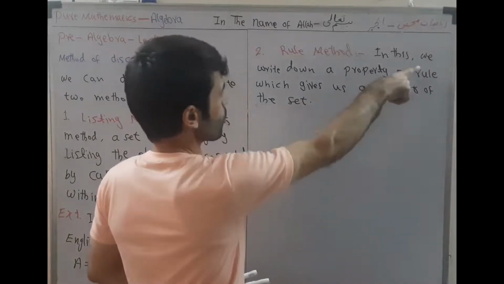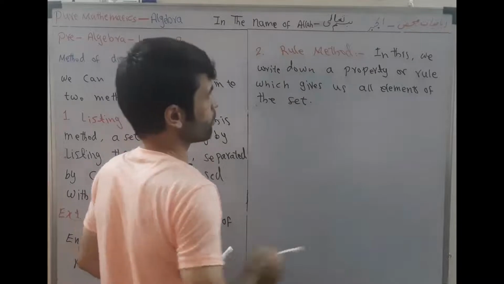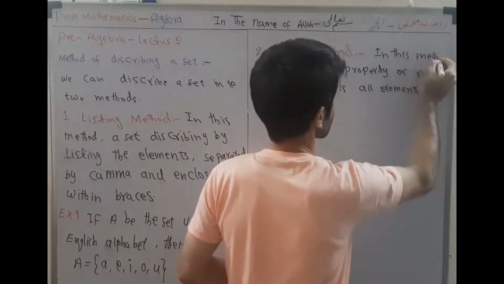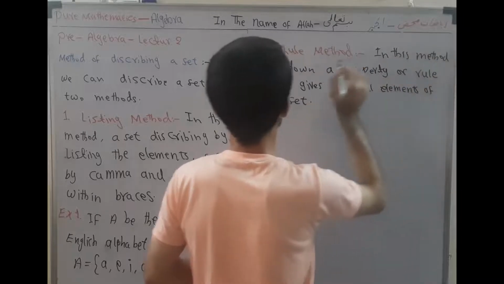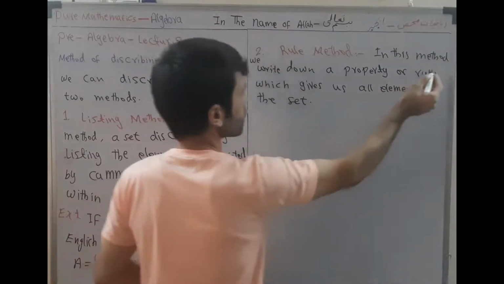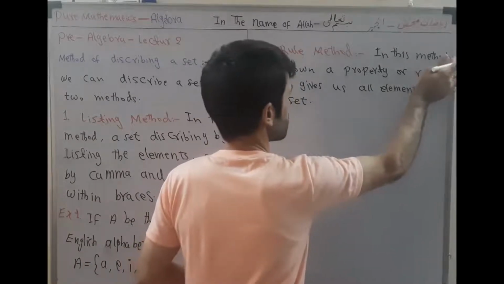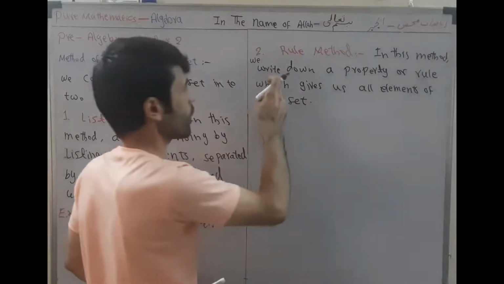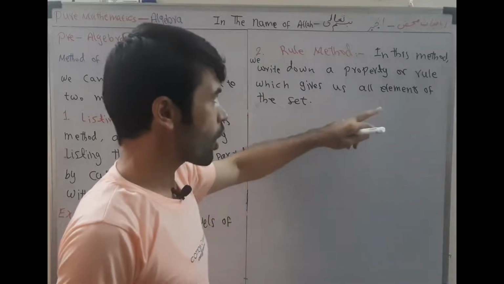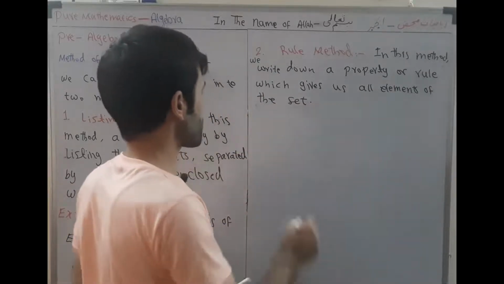In this method, we write down a property or rule which gives us all elements of the set.